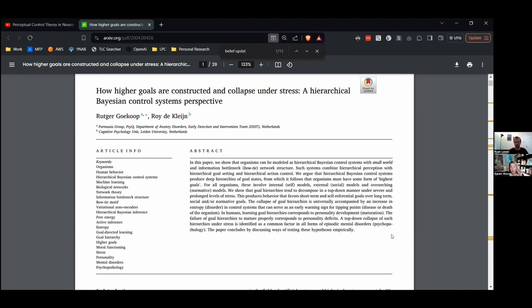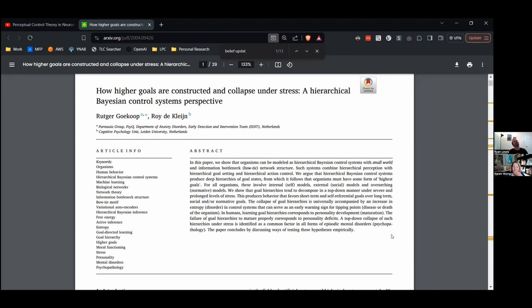Then we argue that hierarchical Bayesian control systems produce deep hierarchies of goal states. That's all the levels. From which it follows that organisms must have some form of highest goals. That's where I got this idea that there has to be a value hierarchy, right? So what this paper is saying is Jordan Peterson was right. Now these guys might say, oh, Jordan Peterson's a grifter or whatever, but they just proved it.